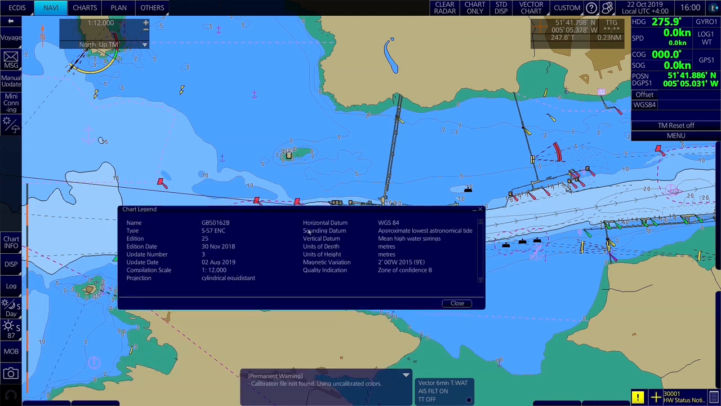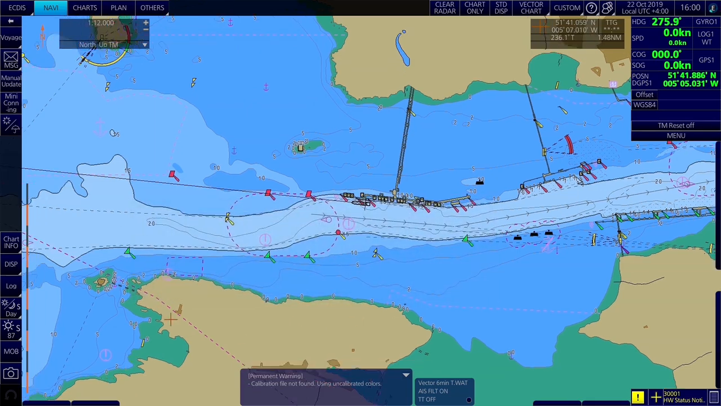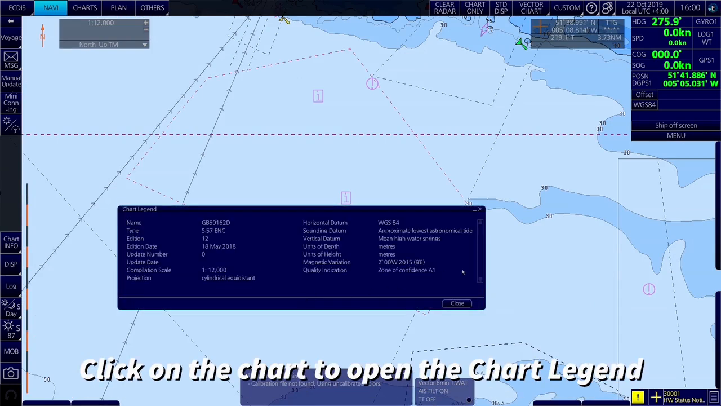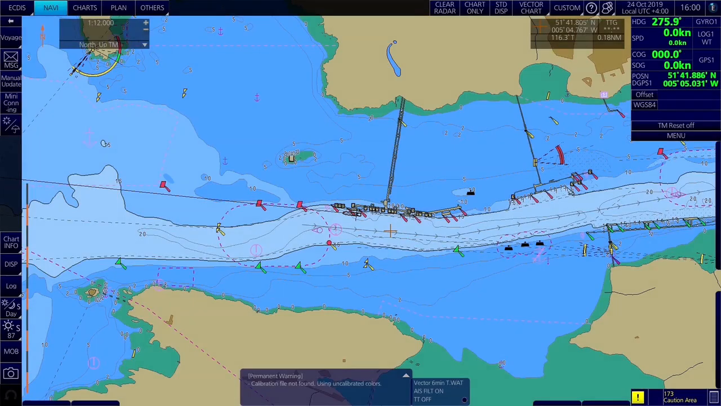It is the position of the cursor that determines which chart you will see information about in the chart legend. You can place the cursor in a different position to display the chart legend for a different chart cell. Let's open the chart legend by right-clicking on the chart.